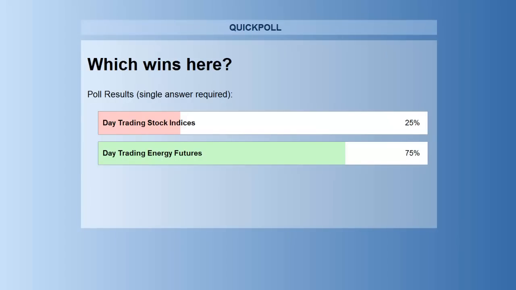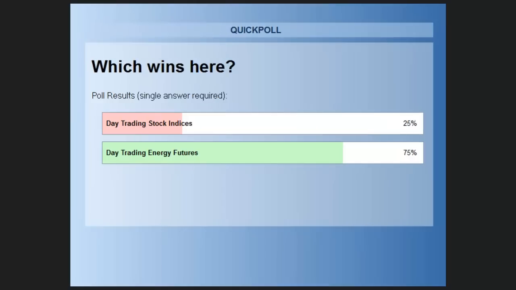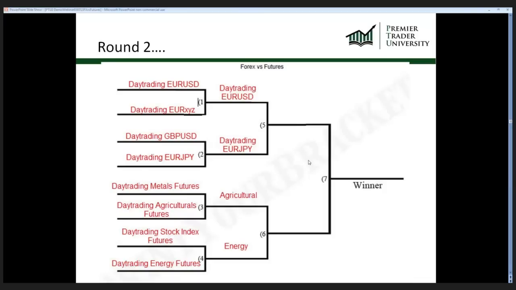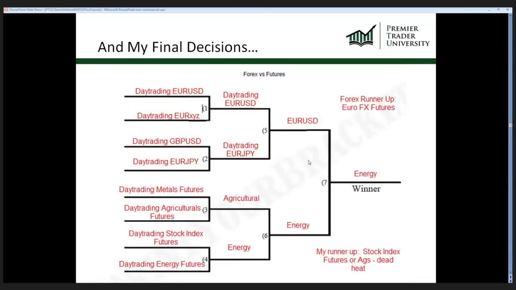So 3 out of 4, interesting. I decided to agree with us, so appreciate that. And I like the 1 out of 4, the Mavericks in the group on the day trading stock side. So let's kind of continue this on, and I'm going to go all the way to the winner. I agreed, actually, Euro-US, Brian, so there you go.